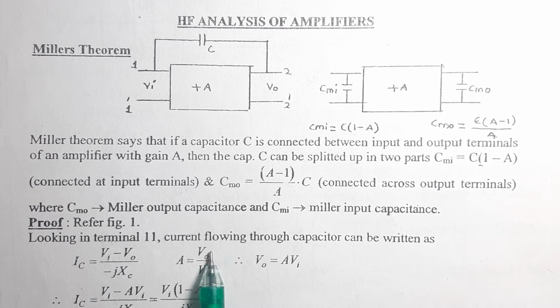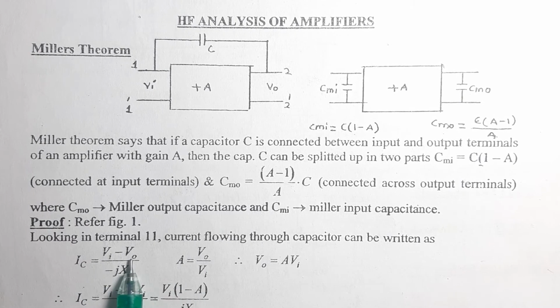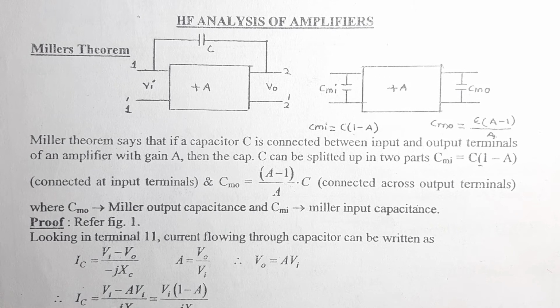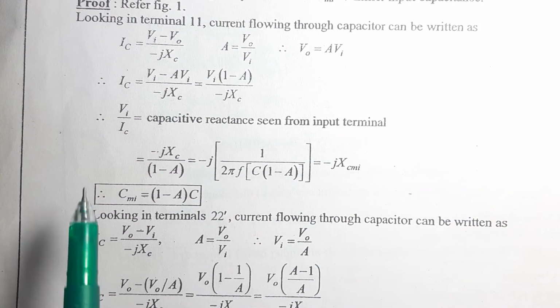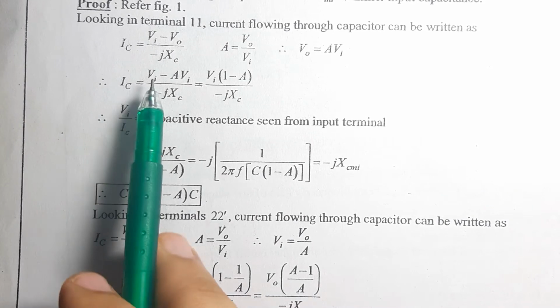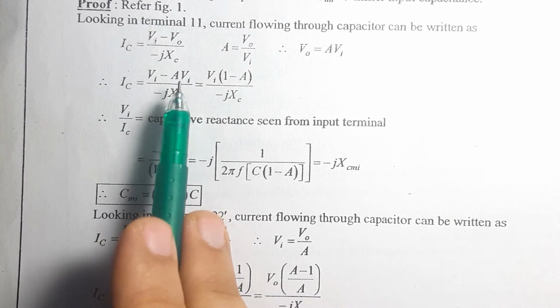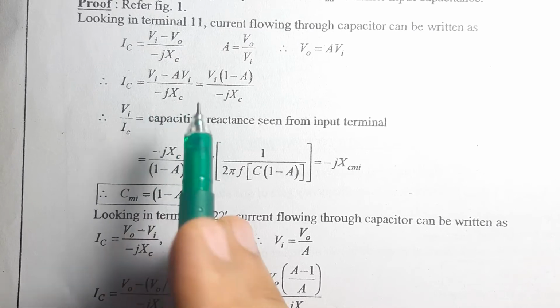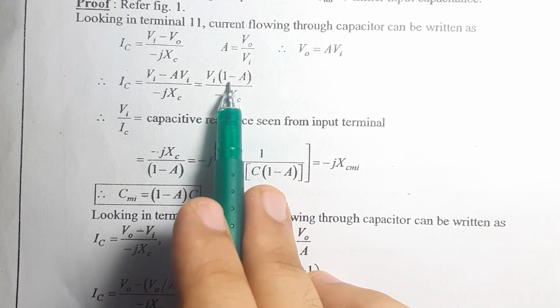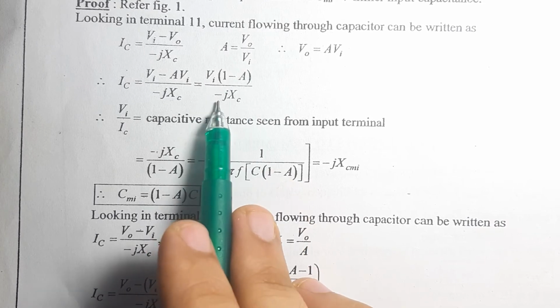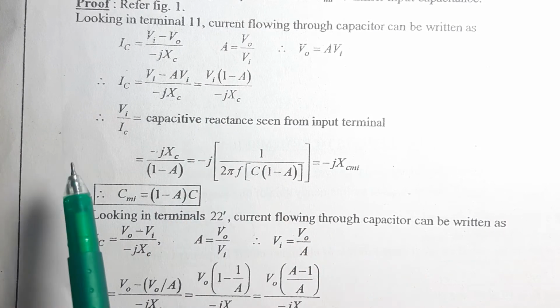So can I say your VO will be nothing but A into VI. So now, instead of VO, can I substitute A into VI? Your formula changes to IC, which is equal to (VI minus A into VI) upon (minus j into XC), which is equal to VI into (1 minus A) upon (minus j into XC).